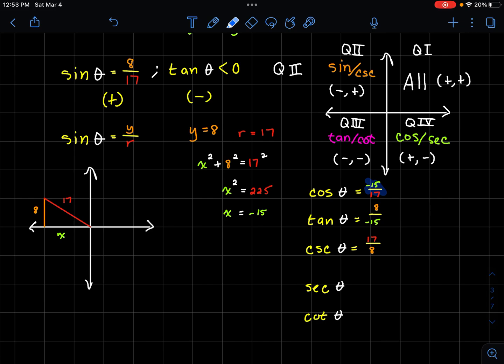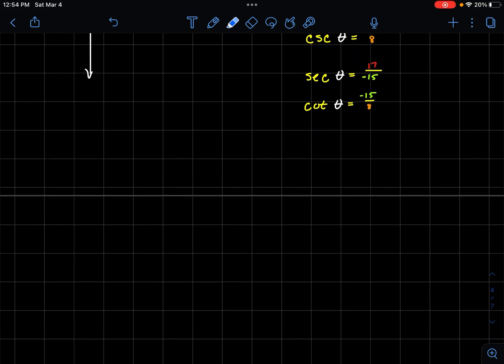So we have our cosine ratio, negative 15 over 17. We flip it, we get 17 over negative 15. And then finally, cotangent, that's the x over the y. That will give us negative 15 over 8. So we were able to use a couple of restrictions and go in and figure out the remaining 5 trig functions. We're going to try another example.